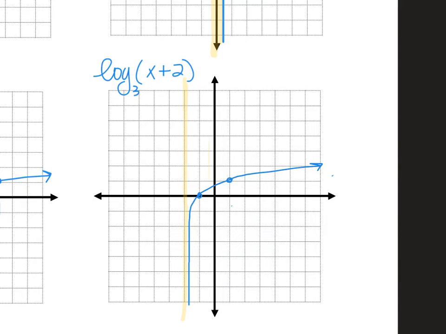Now that affects your domain, because for your domain, you got to take what's in the parentheses, and what's in the parentheses is x plus 2, and you have to set it greater than 0, which requires you to do a little math on both sides, which is subtracting 2, and so the domain is x is greater than negative 2. The range remains unchanged for every log. The range will always have negative infinity to positive infinity as its values. Okay, any questions so far?